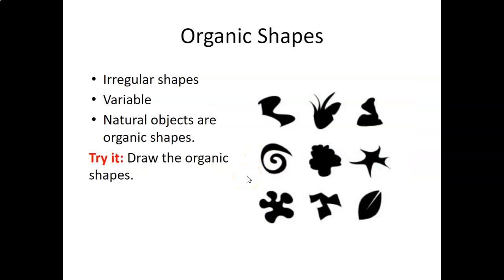Organic shapes are irregular shapes. They're variable. They're natural objects. And I want you to draw the organic shapes on the right. So I'm moving on with the presentation, but go back to the slideshow and draw all 9 of these. They don't need to be large, but it gets you into the idea of what abstract type organic shapes are. They aren't always abstract though. You're an organic shape, a tree's an organic shape, a dog's an organic shape.